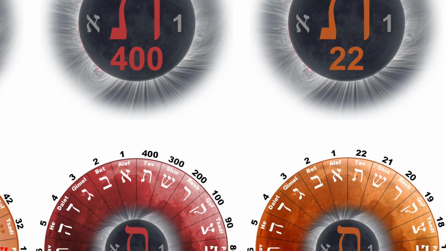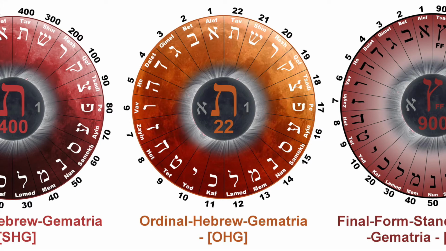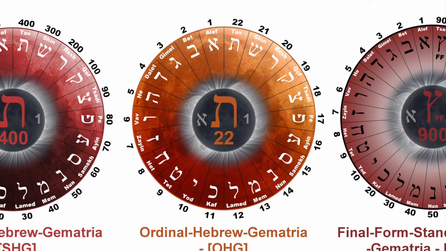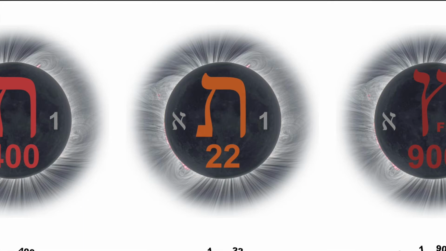Let us now look at Ordinal Hebrew Gematria, which uses the standard Hebrew letters with place values only rather than numerical values. In other words, the 22 letters have been assigned numbers in accordance with their position in the alphabet. So the first letter, Aleph, has a value of 1 like it normally does. However, the last letter, Tav, only has a value of 22. The symbol for Ordinal Hebrew Gematria looks like this.